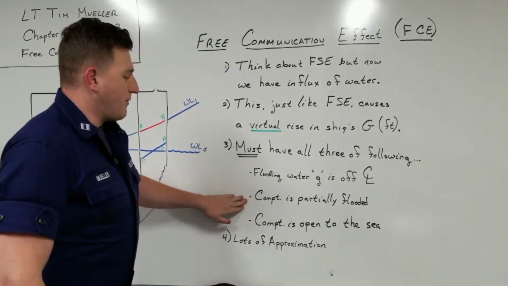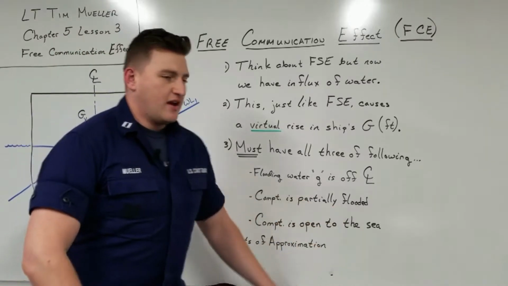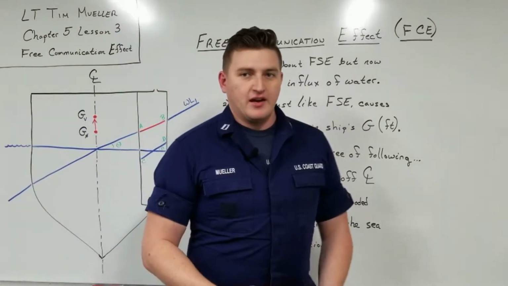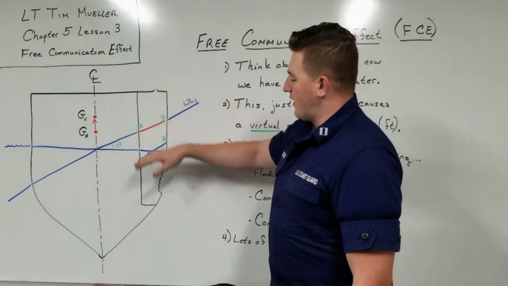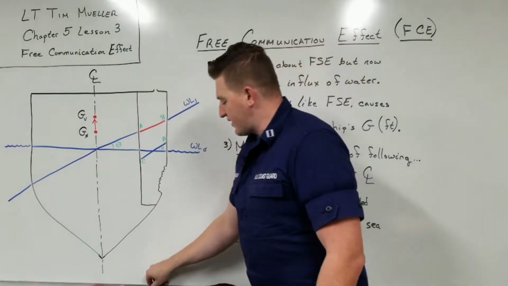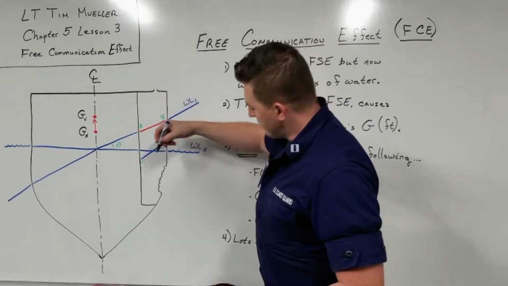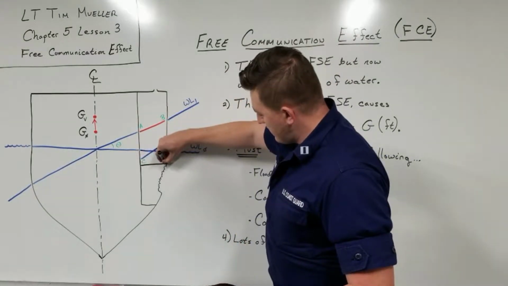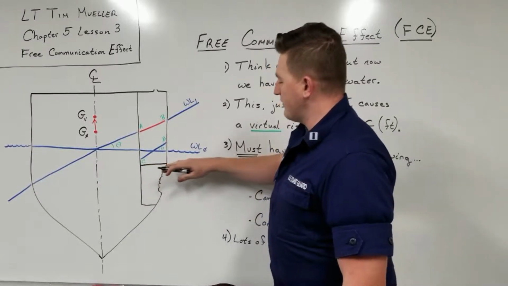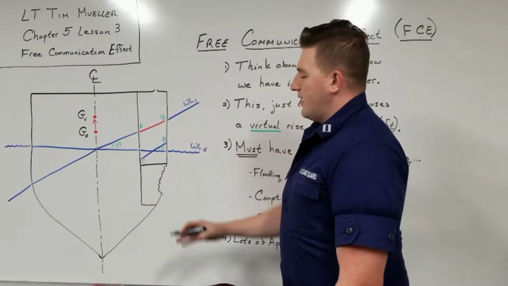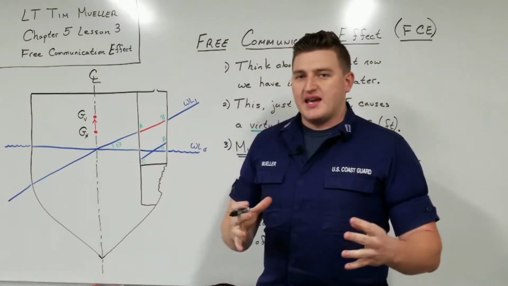Next, the compartment has to be partially flooded. Why does it have to be partially flooded? So that it allows the influx of water. If it was solidly full, so let's say we had a compartment right here, just this compartment, and it is full of water and always below the waterline, then there's no water rushing in and out.